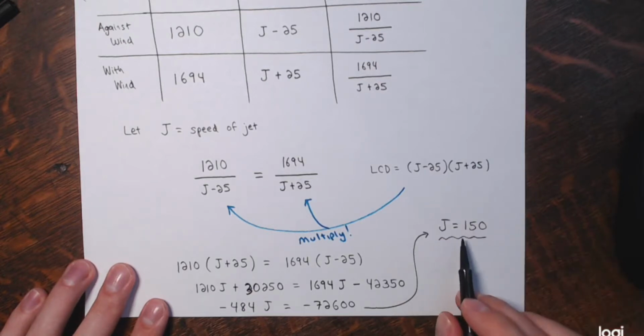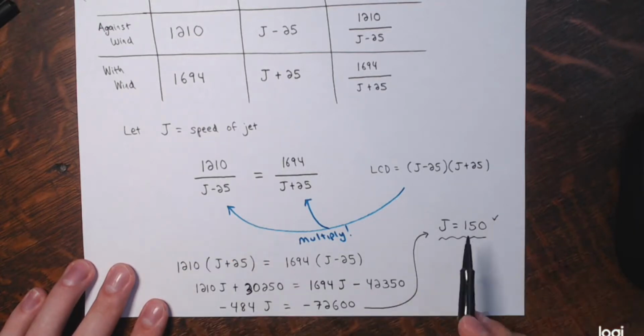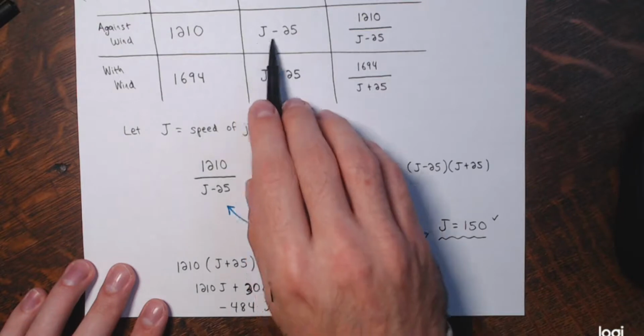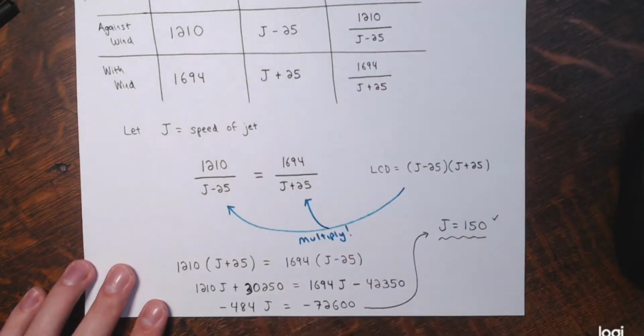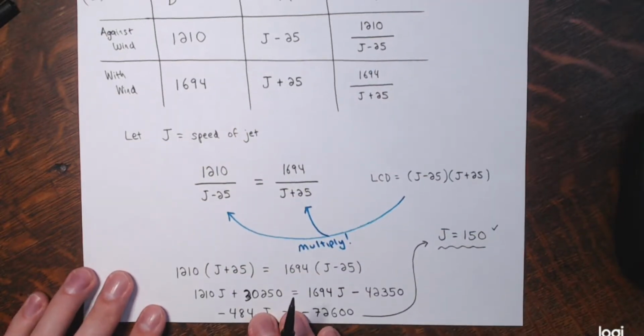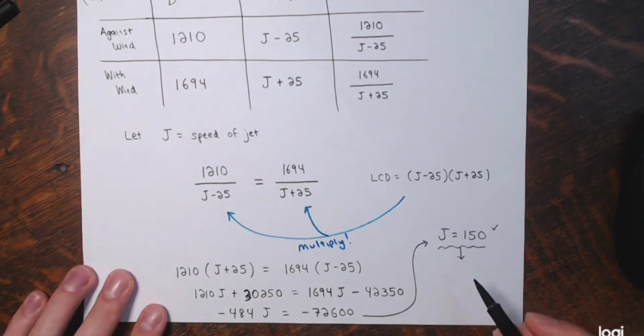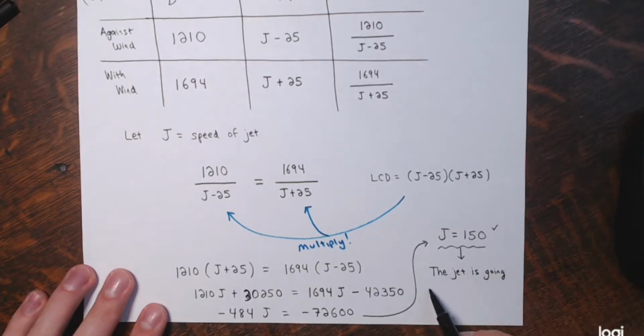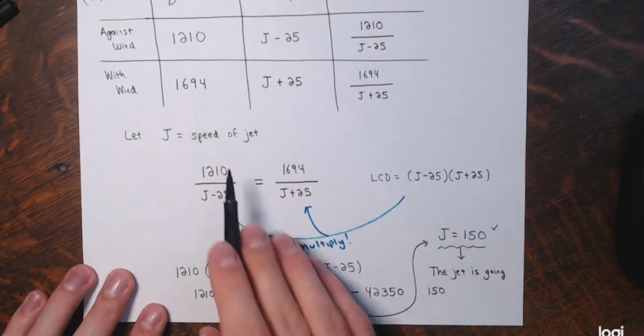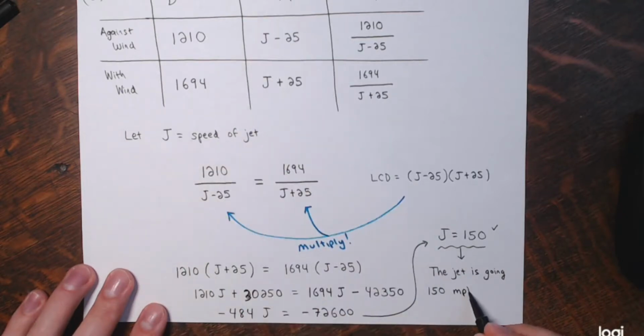Now again, this is great and everything, right? This is the solution, and please double check it. Replace J with 150 and see that all this stuff makes sense. Everything's true. The distance equals rate times time for each trip. But then what we should be saying is the speed of the jet is 150 miles per hour, right? All these speeds were in miles per hour. I'll just put mph again.